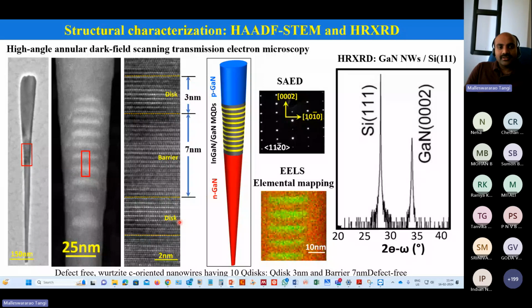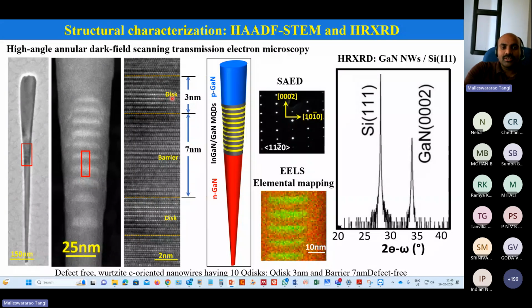Then to understand its structural properties, we did HAADF STEM and high resolution X-ray diffraction measurements. As you can see in this STEM image, you can clearly see 10 quantum wells within the nanowire, which are sandwiched between n-type gallium nitride and p-type gallium nitride. And the barrier layer is gallium nitride. So this is a quantum well when you talk about thin films. Since these are embedded in nanowires, we call it a quantum disk instead of a quantum well.